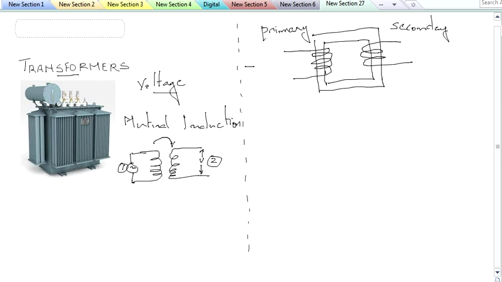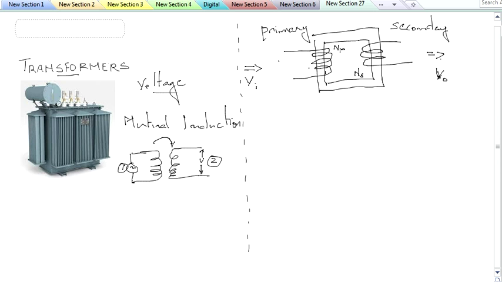Now, the input voltage is given at the primary end, and the output voltage is taken from the secondary end. So the input voltage is VI, and the output voltage is VO. Now, something else to note here is the number of turns of the primary coil. We are denoting this as NP. It is the number of turns of the primary coil. Similarly, the number of turns of the secondary coil is called NS. Now, typically in a transformer, NS will either be greater than or less than NP, right?